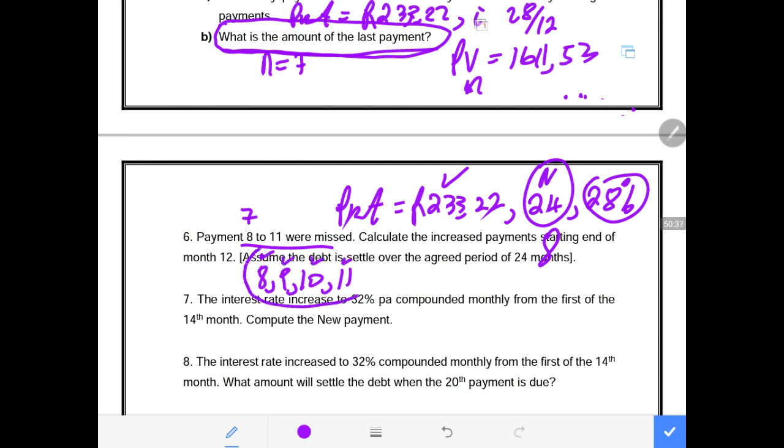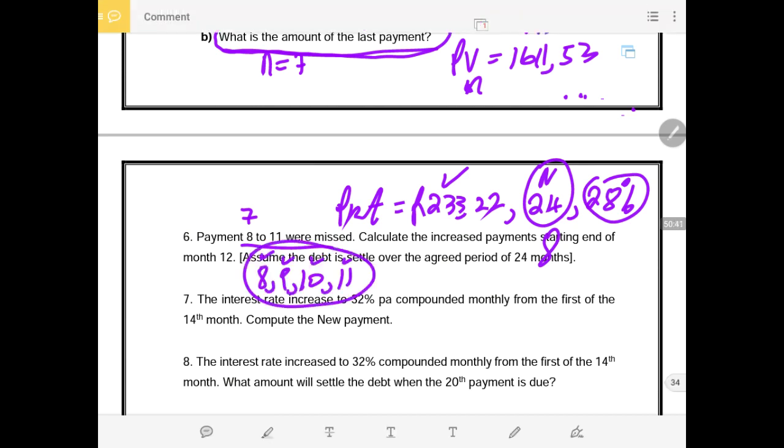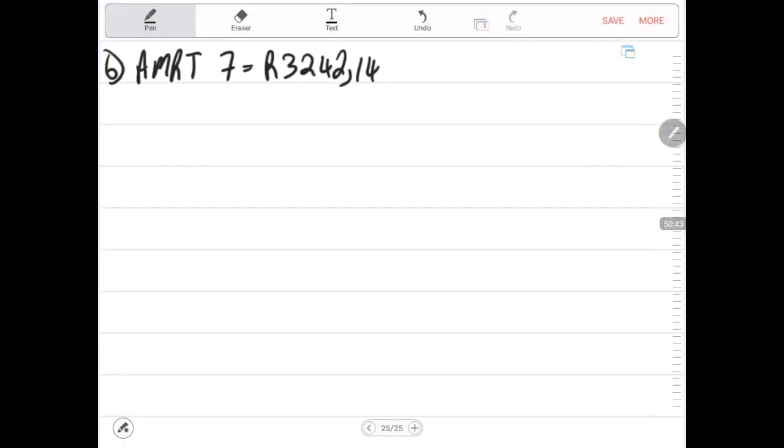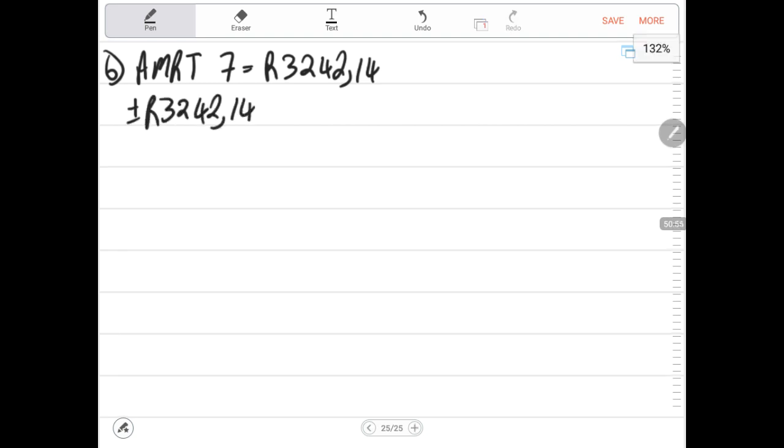This balance must accumulate interest for the next 4 months. Which balance am I talking about? This balance after the 7th payment was made, because payment number 8 was not made, was missed. So now we need to say plus minus 3,242 rand 14 cents. This is our present value.